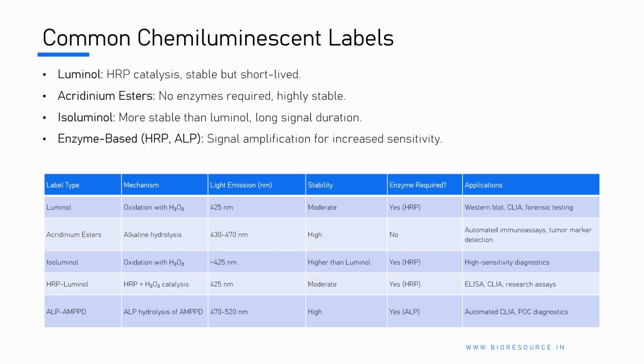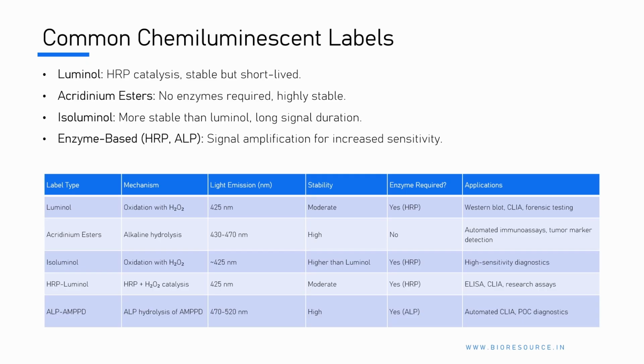The mechanism of luminol: luminol undergoes an oxidation reaction with hydrogen peroxide in the presence of a catalyst such as HRP, iron, or copper ions to emit blue light in the range of 425 nanometers. The reaction occurs in an alkaline medium and can be enhanced by enhancers like iodophenol to increase the light intensity.